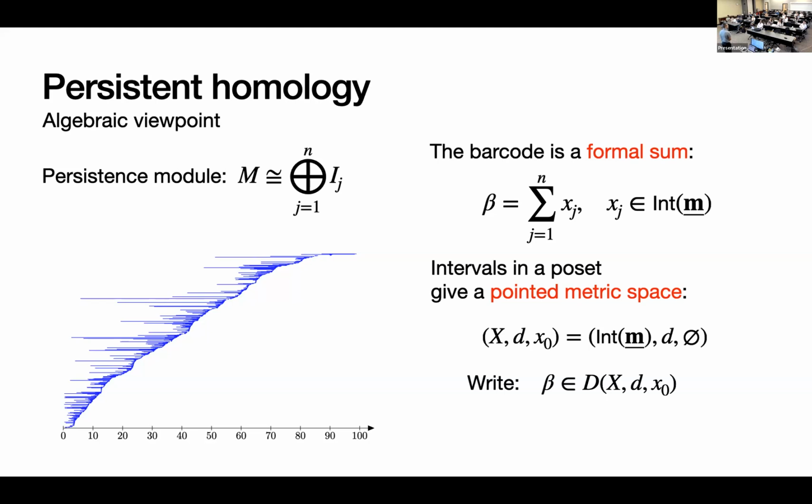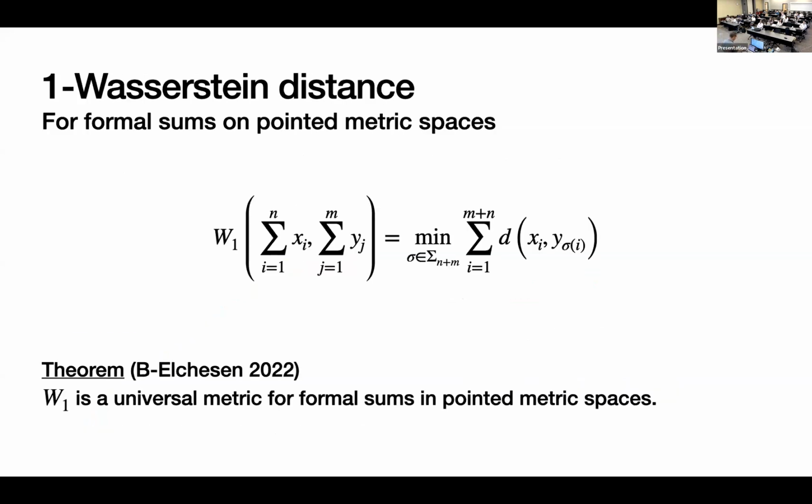And this metric space has a distinguished element, which is the empty interval. And that empty interval, when we look at the formal sum, also acts as the zero object or the base point for the free commutative monoid on that pointed metric space. Okay, so the notation here is that beta, or barcode, is an element in the free commutative monoid on this pointed metric space.